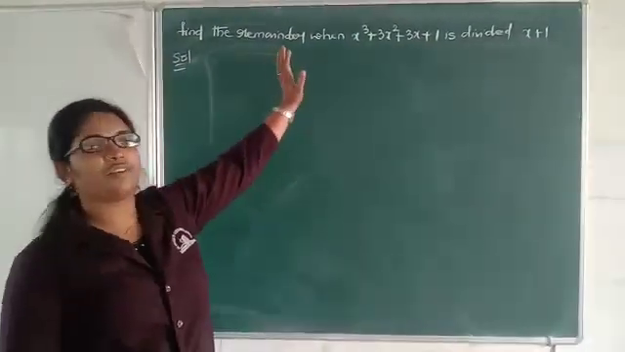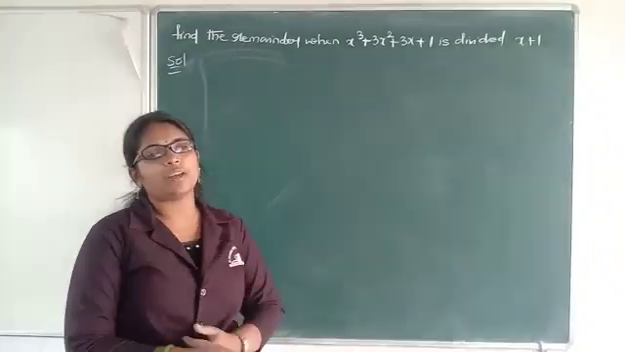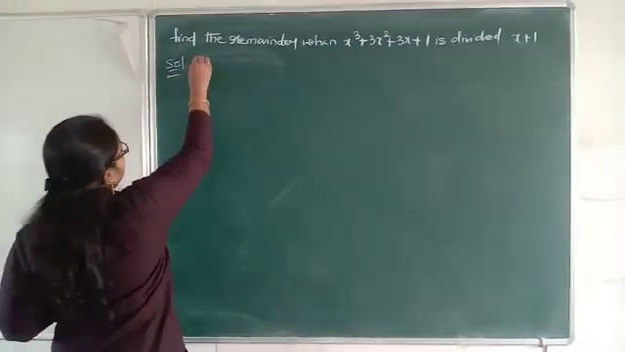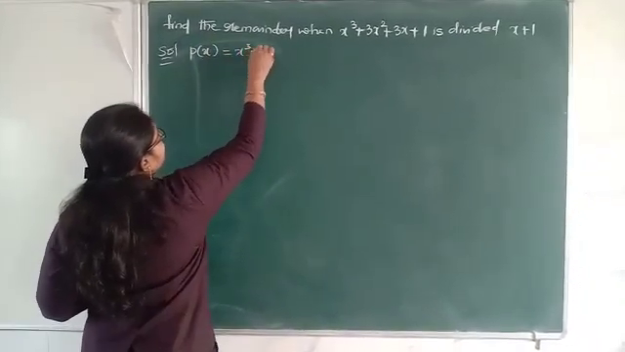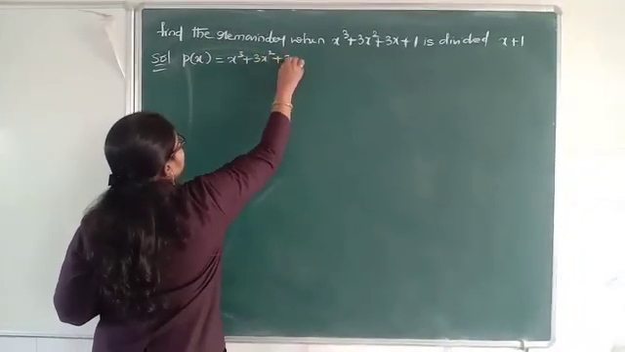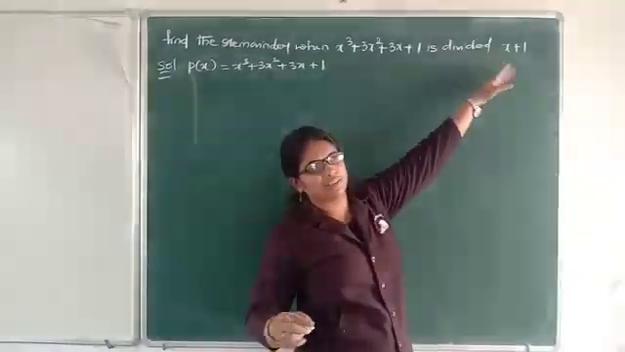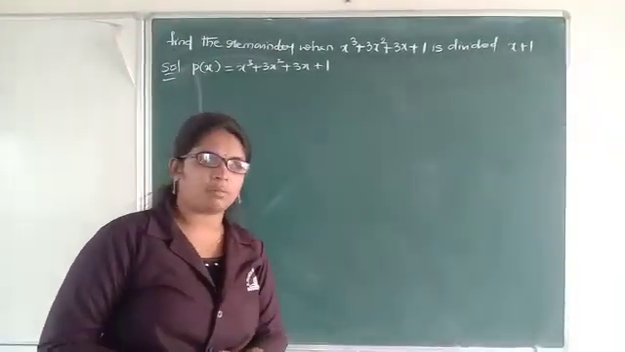So first we should suppose the cubic polynomial as p of x or f of x. Now I will suppose it as p of x. P of x is equal to x cube plus 3x square plus 3x plus 1, children. So divide with x plus 1. First we will solve with the normal division method, children.